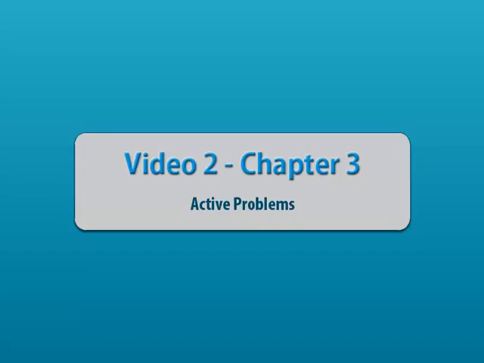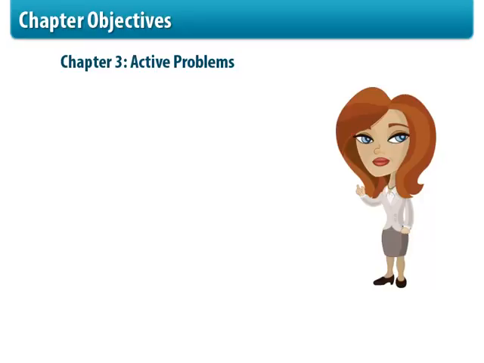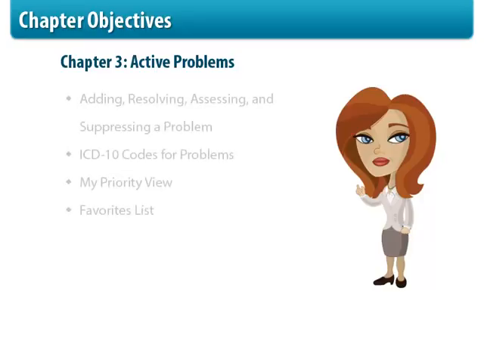This third chapter will discuss a patient's active problems. This chapter will demonstrate how to add a new active problem, resolve a problem that a patient is no longer dealing with, assess a problem that you are seeing the patient for today, and suppress problems that you do not wish to view in the patient's chart. We will look at ways that AEHR can help you to use ICD-10 billing codes for your assessments, and finally we will discuss your My Priority view when looking at problems and your favorites list in the ACI.